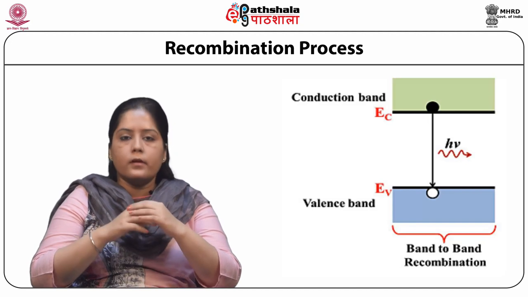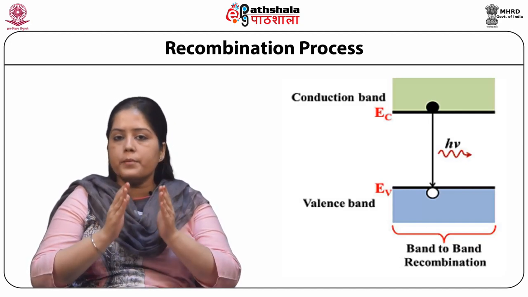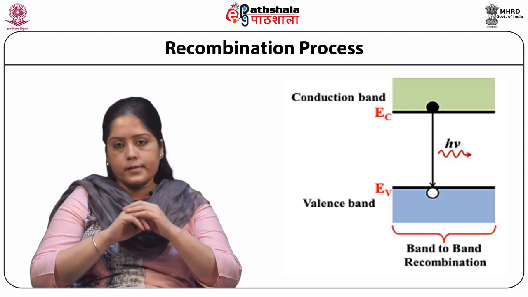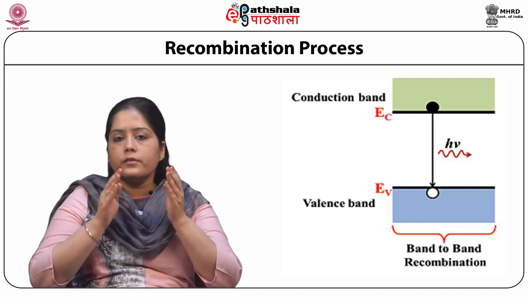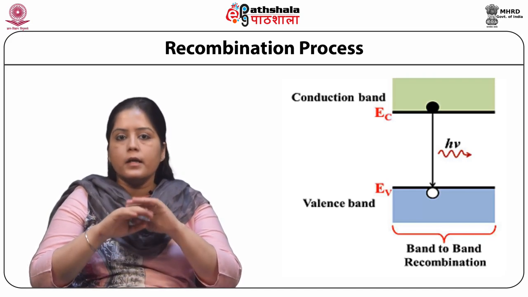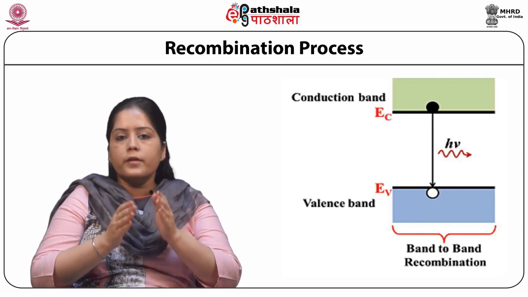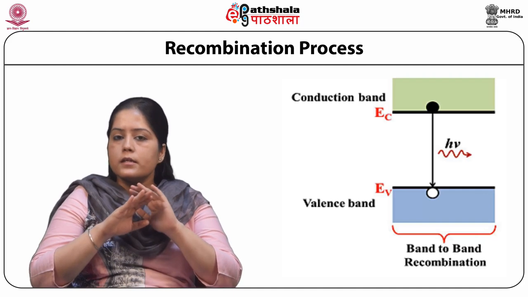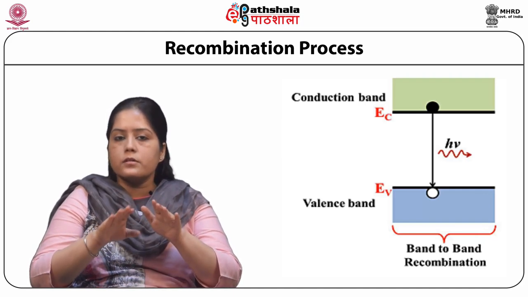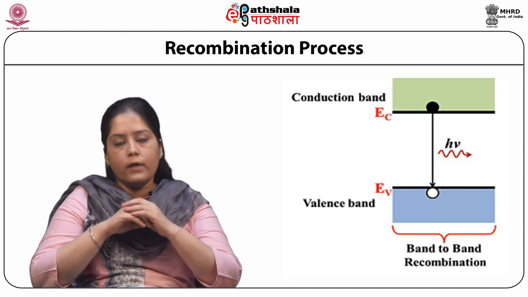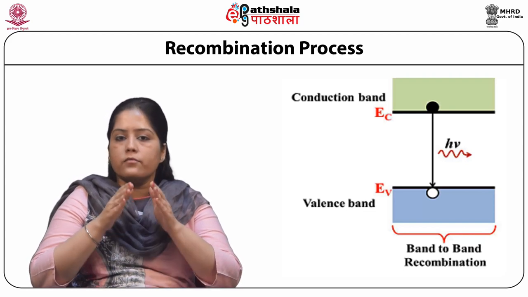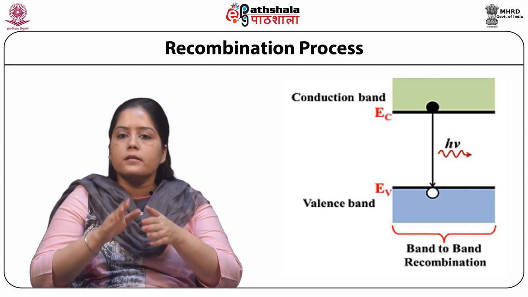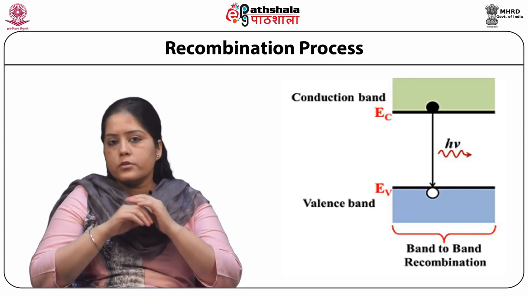Recombination process. Incident light of appropriate wavelength on the semiconductor creates electron-hole pairs. The concentration of these charge carriers in an illuminated material will be in excess compared to the dark. So if the light is switched off, these concentrations decay back to the equilibrium values. The process by which the decay in the concentrations occurs is called the recombination process, which is also shown in the figure.